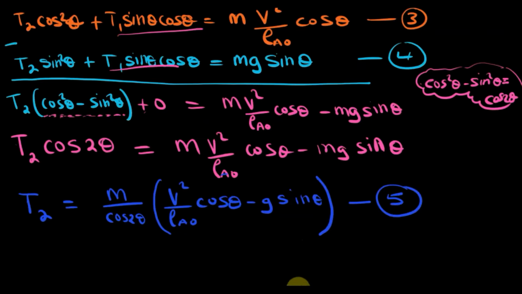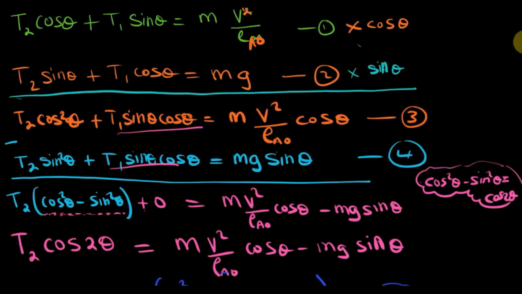Now let's do the same process, only now what we'll do is we'll multiply equation 1 by sine theta, and we'll multiply equation 2 by cos theta, and do the same operations, and then solve for T1.